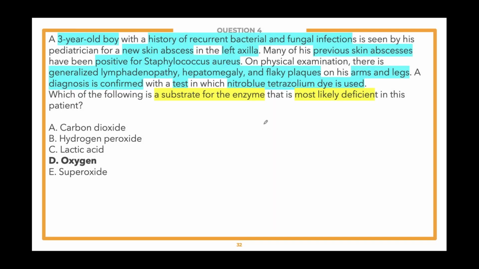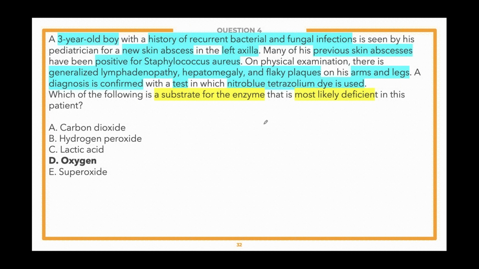Thank you, Sean. Definitely a tough question here, so great job with this. Let's take a look at what's going on here, okay? So one, what is the most likely diagnosis this patient has? Well, this patient most likely has chronic granulomatous disease, or CGD. And that's because of the lymphadenopathy, the recurrent infections with staph, bacterial and fungal infections, and also the rash, the flaky plaque, so eczema-type rash on the arms and legs, okay?